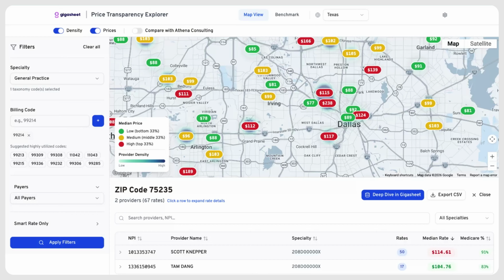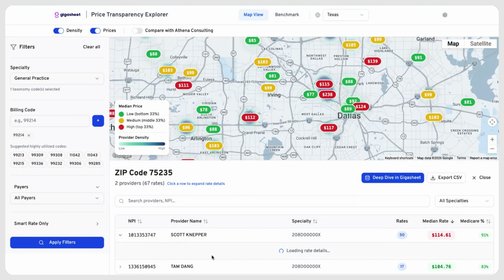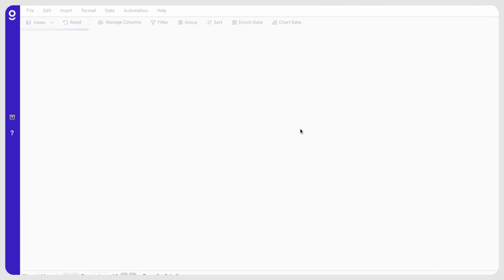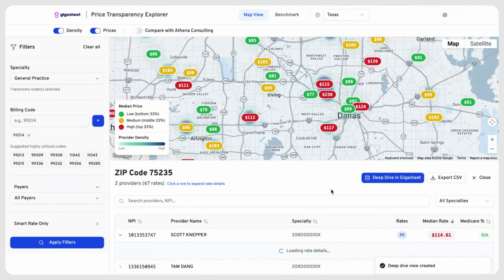So in this case, there are two providers in this particular zip code, and we can see their rates aren't too far apart, but let's dive into this provider here and take a deeper look at their details. Now, obviously, this is fetching data from a much larger data set, and I'm going to dive into that and show you exactly what it is. Actually, the way we do that is using this tab here, which is Deep Dive in Gigasheet. And this is the master data set underneath the covers that will load up as well. And this is still going.